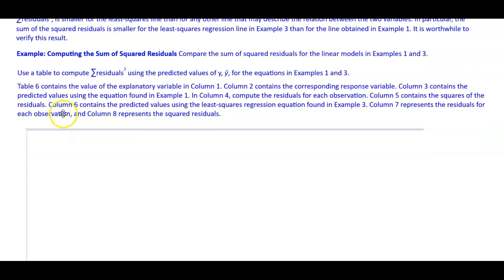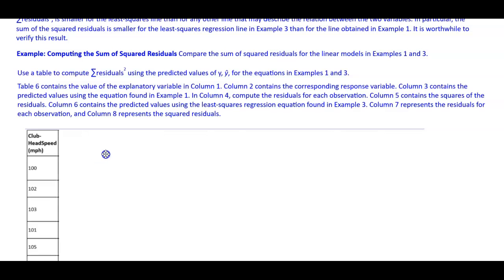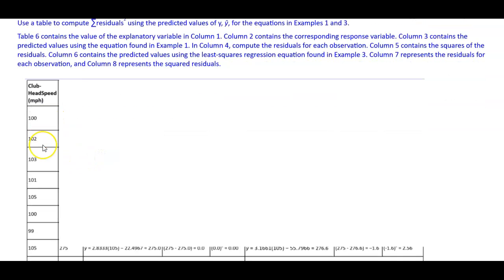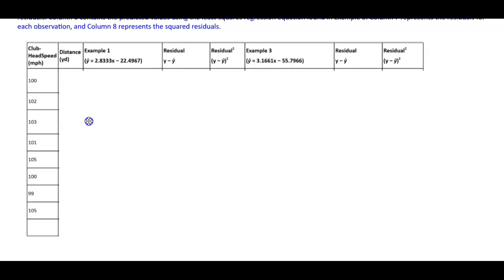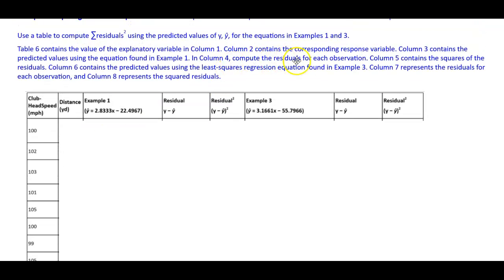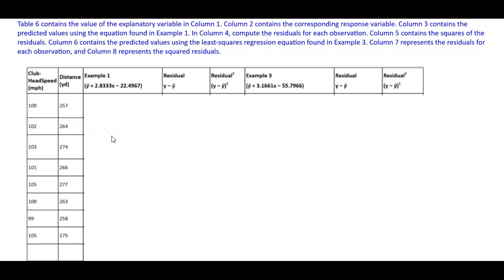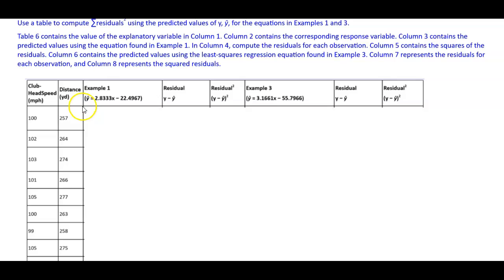Now, when we look at this table, table 6 is going to contain the value of the explanatory variable in column 1. So there is column 1, which is the club head speed. This is the explanatory variable. Now, if we take a look at column 2, it's going to represent the response variable, which is the distance. And so here are our two columns. Now in column 3, it's going to contain the predicted values using the equation that's found in example 1.